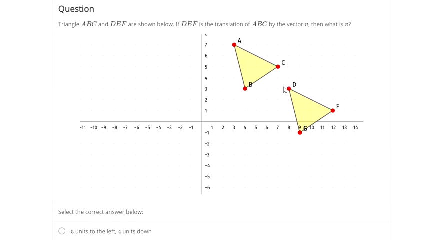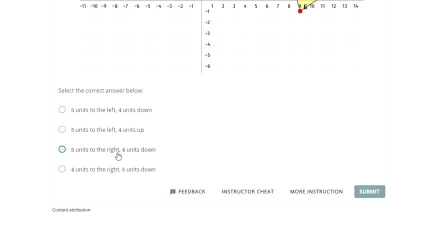From A to D are the same points, right? Just in a different position because of the translation. So we're starting with A, B, C and trying to translate it to D, E, F. So to go from A to D, I go 1, 2, 3, 4, 5 to the right, and 1, 2, 3, 4 down. 5 right, 4 down.